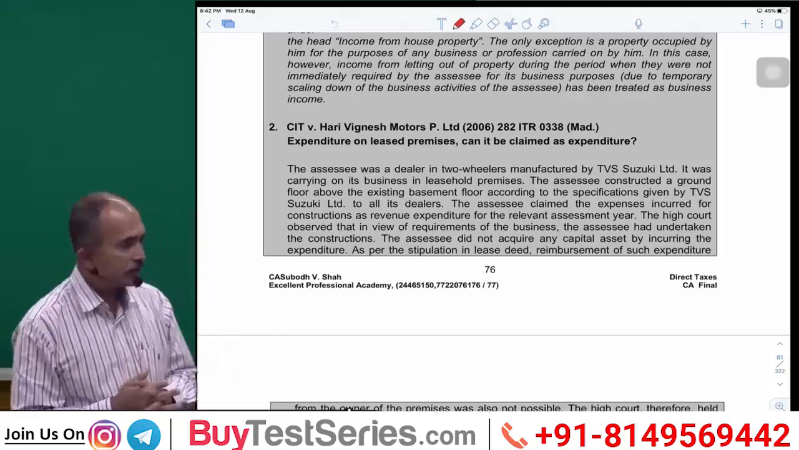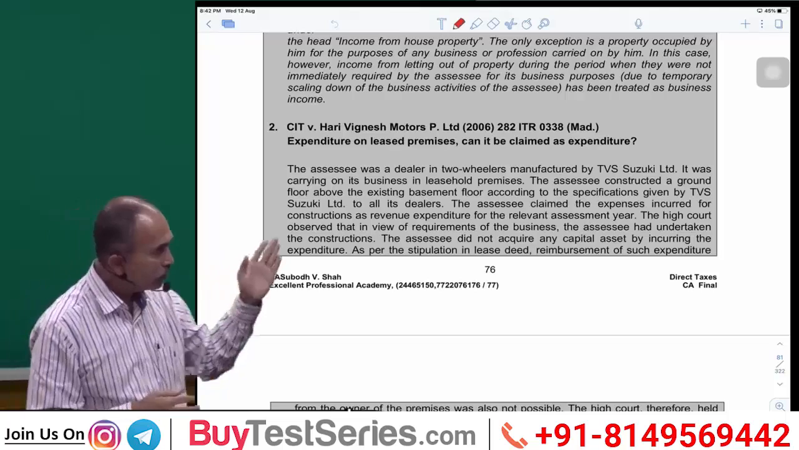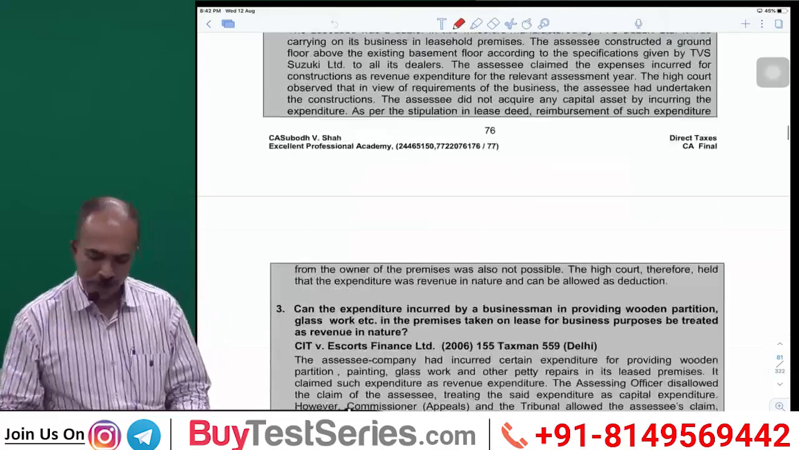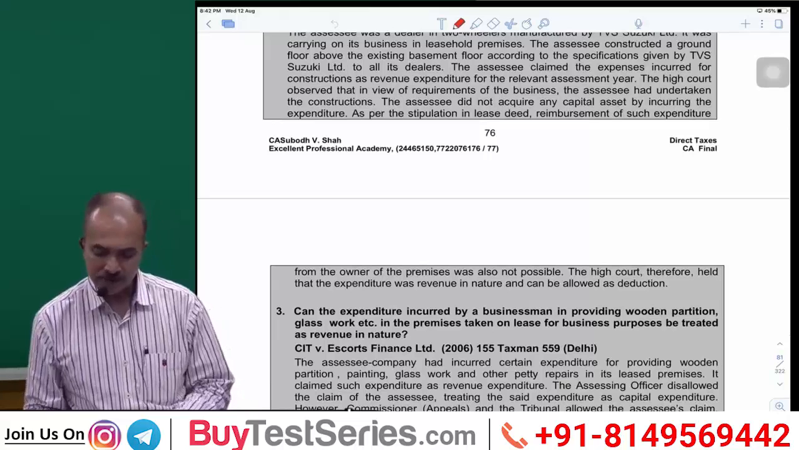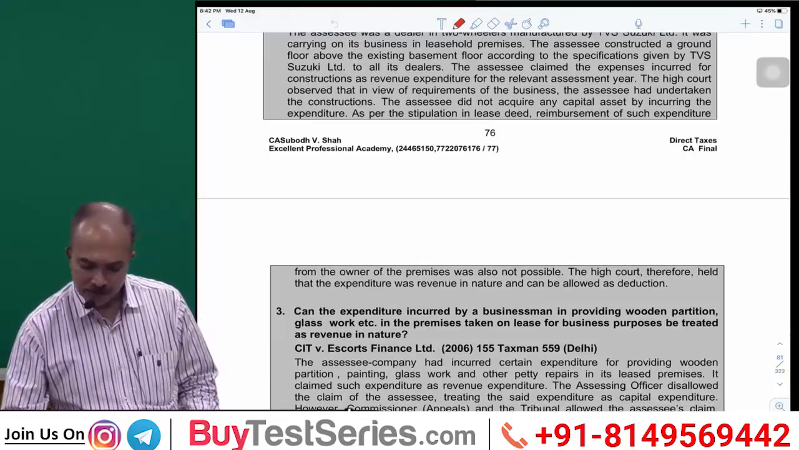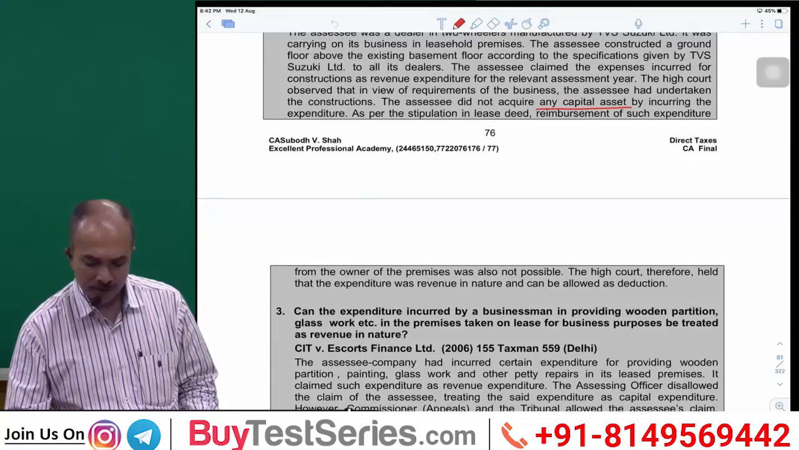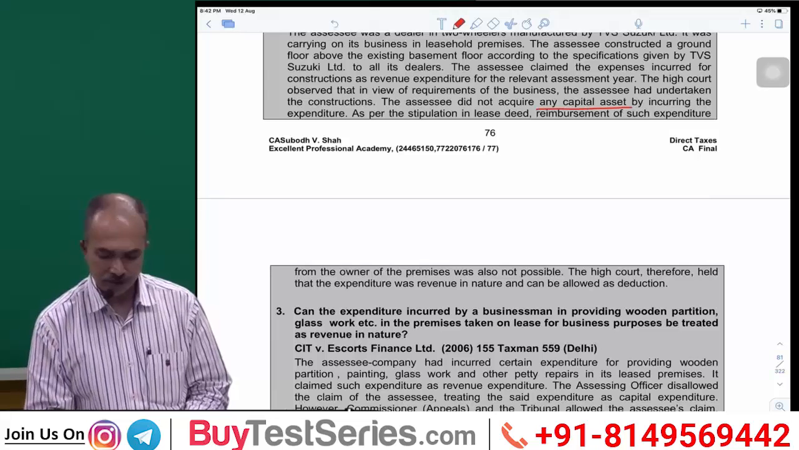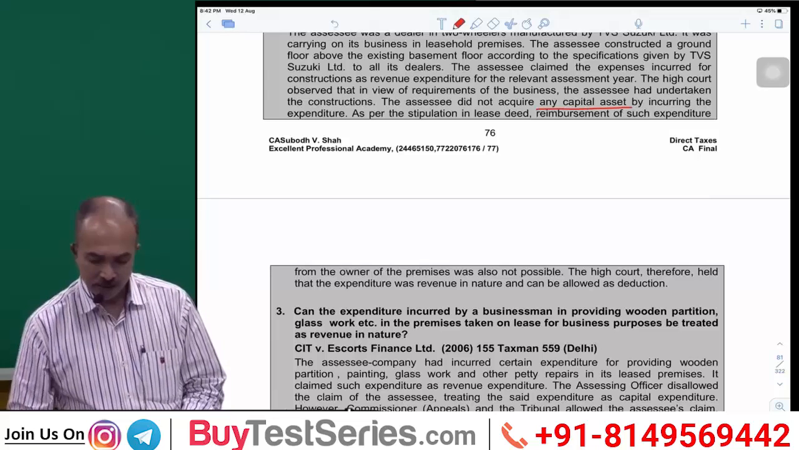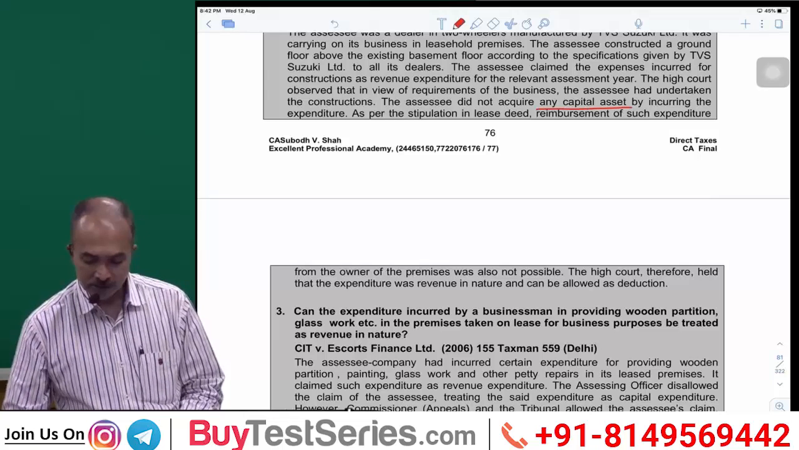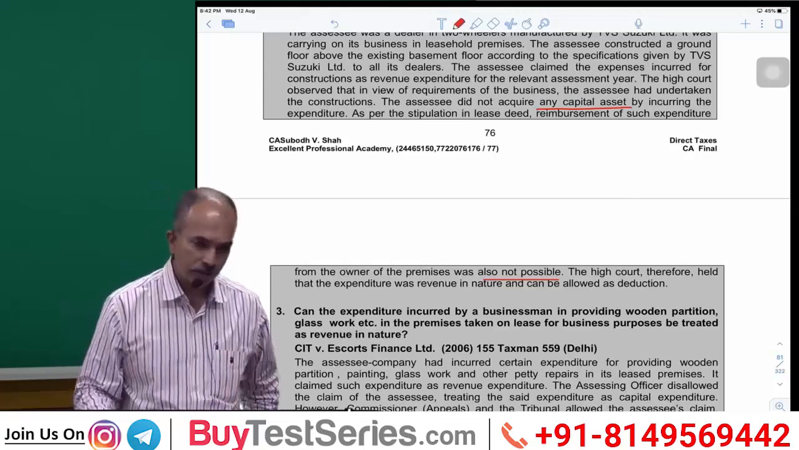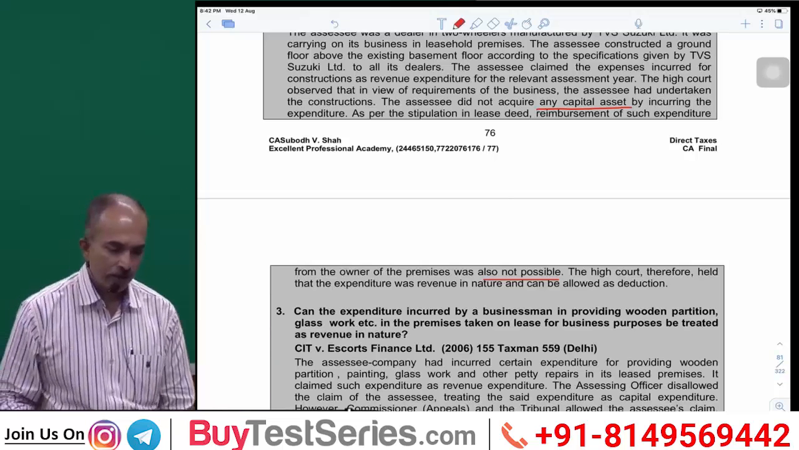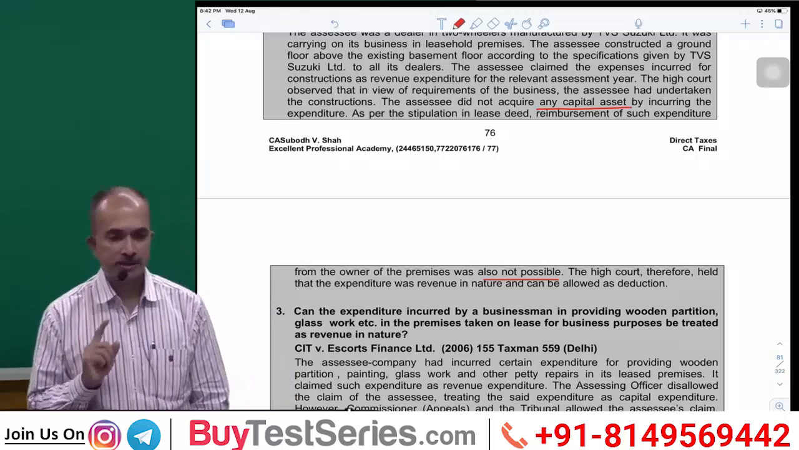Very interesting arguments. The matter had to go to the High Court, and when it went to the High Court, they analyzed these facts and said the assessee did not acquire any capital asset by incurring the expenditure. As per the lease deed, reimbursement of these expenses from the landlord is also not possible, and therefore the expenses were revenue in nature and were allowed. Okay. But a word of caution on this.